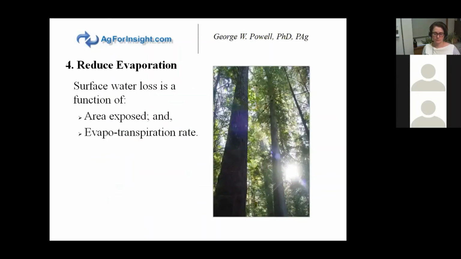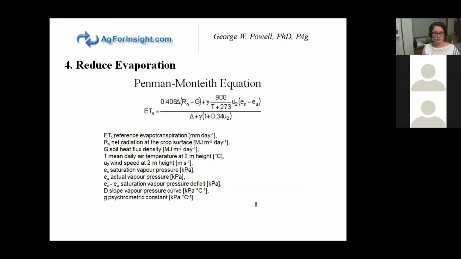Trees and shrubs also reduce water loss by reducing evaporation. So surface water loss is a function of the area that's exposed and the evapotranspiration rate. Evapotranspiration is just the confluence of evaporation, water that goes directly from the soil into the atmosphere, and transpiration, that water that first goes through a plant and then into the atmosphere. And you can calculate evapotranspiration on your farm by using this rather simple equation. Well, maybe not a simple equation.